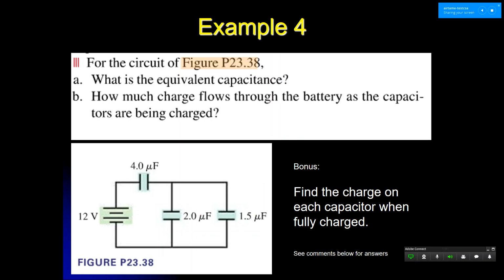I want you guys to do this one on your own. Talk it out with your friends, whoever's sitting next to you. Try to solve this one. So B is basically asking for what's the Q total.